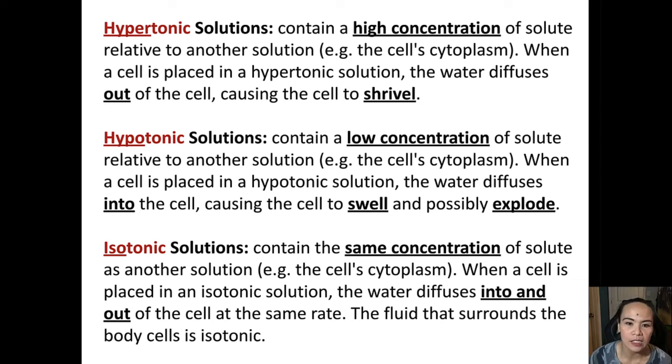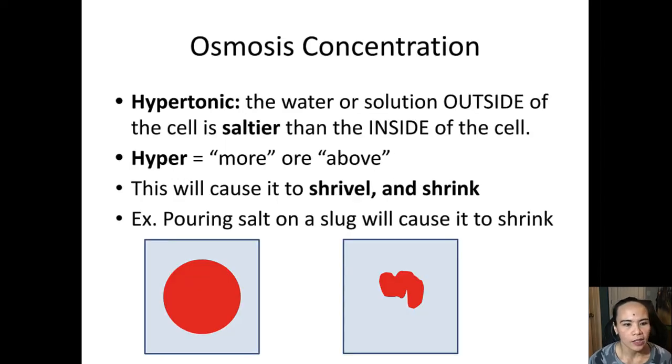swell or possibly explode. And isotonic solution, iso means the same or equal amount of solute as another solution. And so when the cell is placed in an isotonic solution, the water diffuses into and out of the cell at the same rate. Therefore, the fluid that surrounds the body of the cell is isotonic. Now let's take a look at osmosis in terms of concentration.